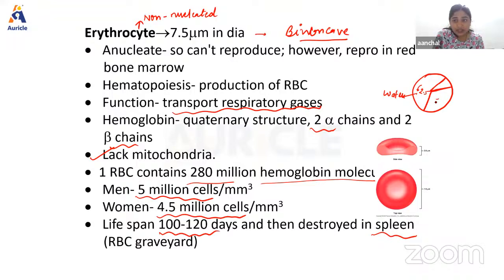Then 35% we have hemoglobin content, and the rest, 2.5%, we have other substances also. Okay, so this is all about the composition of erythrocyte.